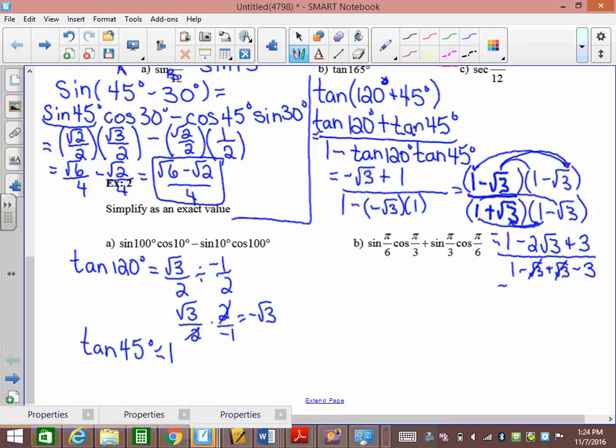And then you collect like terms. So we're going to get 1 plus 3, which is 4, minus 2 root 3 over 1 minus 3, which is negative 2. And people are like, yay, you're not done. You're very close to being done, but you're not done. That answer is correct. That answer will not be there.